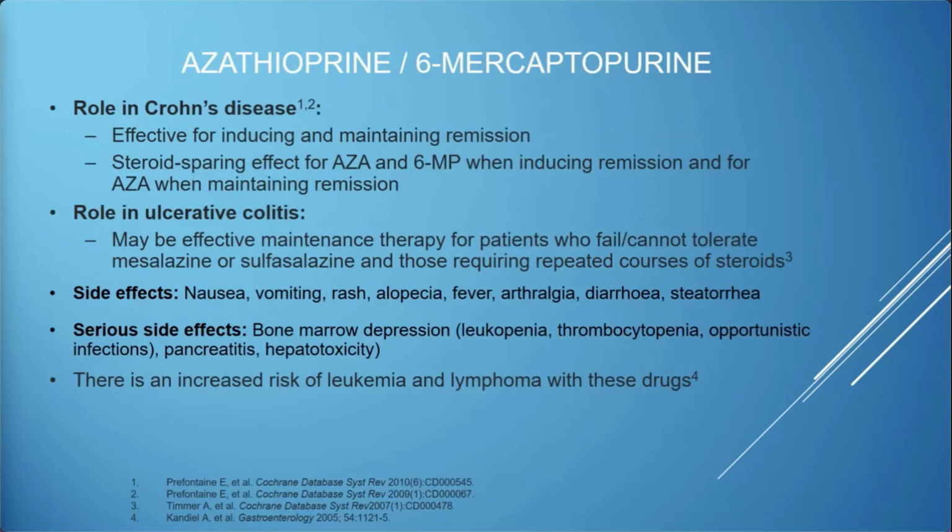Some of the common immunosuppressions that we actually use are azathioprine or Imuran and 6-mercaptopurine, which sometimes is known as 6-MP. Its role in Crohn's disease are effective inducing and maintaining remission. The steroid-sparing effect for azathioprine and 6-MP when inducing remission, and for azathioprine when maintaining remission. Its role in ulcerative colitis, it may be effective in maintenance therapy for patients who fail or cannot tolerate mesalazine or sulfasalazine, and those required to repeat courses of steroids on multiple occasions.